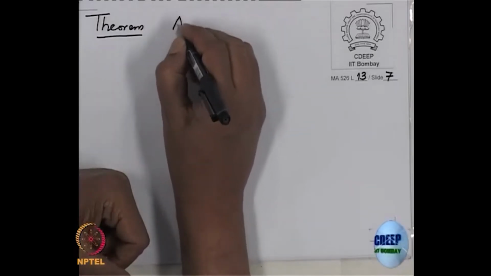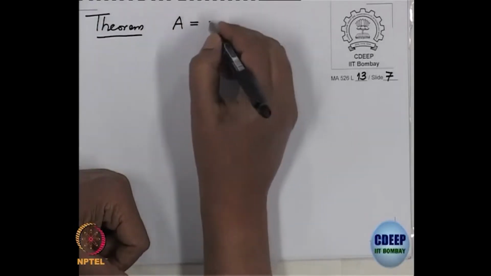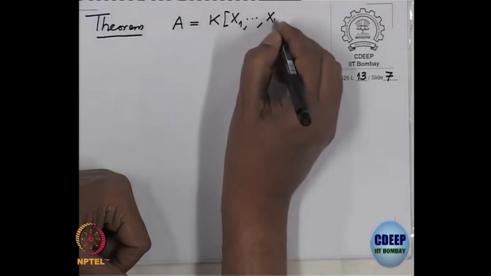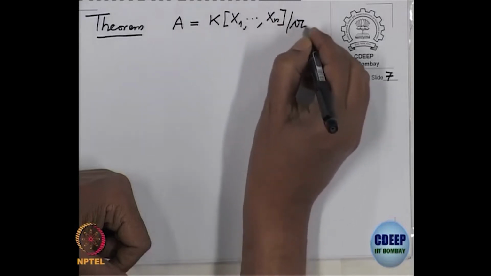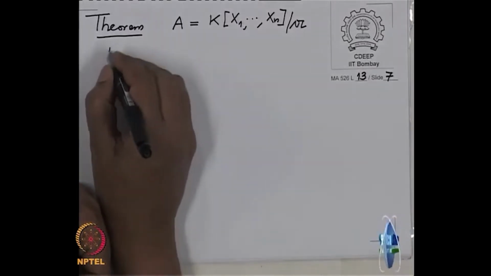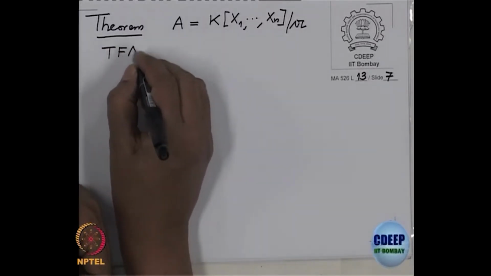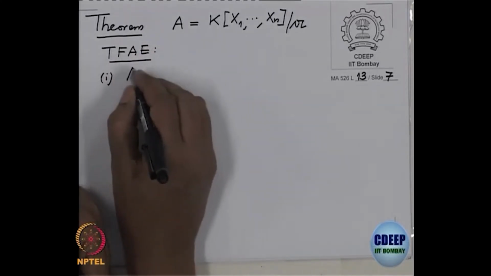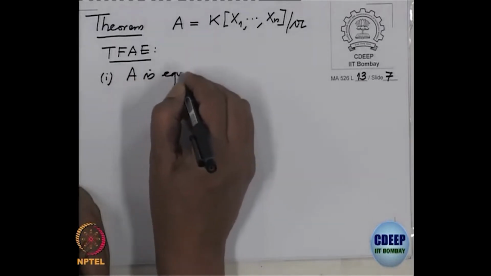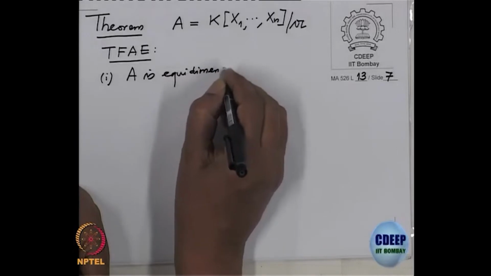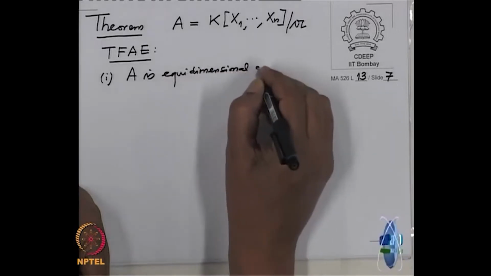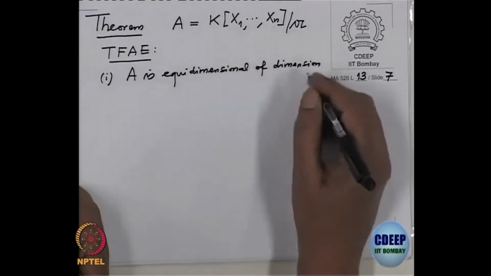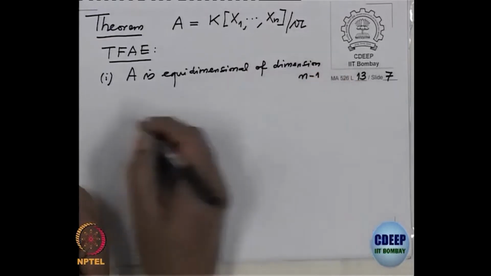Theorem: A is a finite type algebra over K. So, A is a quotient of a polynomial algebra K[x1, ..., xn] modulo the ideal A. Then the following are equivalent. One, A is equidimensional of dimension exactly 1 less than the ambient space, that is n minus 1, and 2.